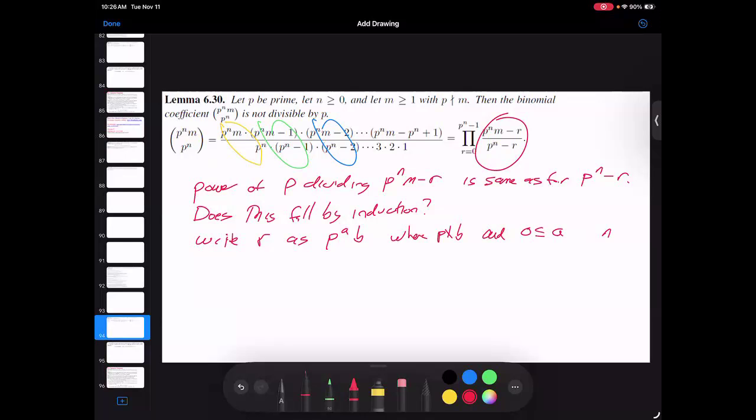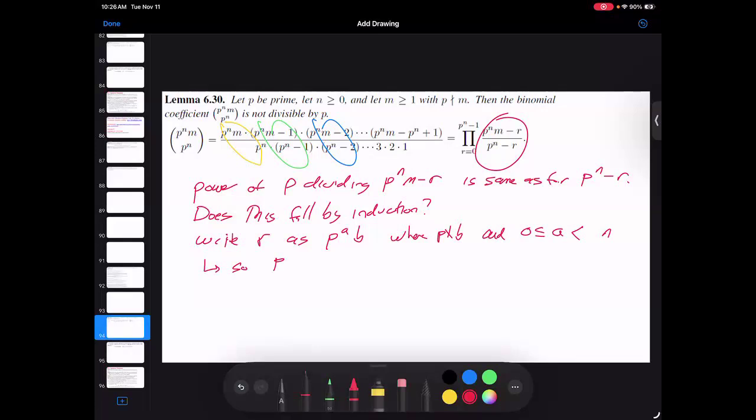So we know a is at least 0. Could a be as large as n? Well, if you look, what's the largest number we subtract? It's the last one. It's p to the n minus 1. r is strictly less than p to the n. So we know a has to be less than n. Right? So we know that a is at least 0, and it's strictly less than n.